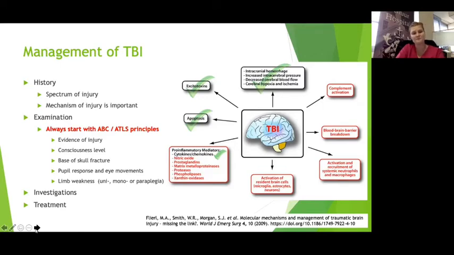We'll go through a little bit about how we assess the conscious level, how to look for signs of basic skull fractures, and why we are so obsessed with pupil responses and eye movements, and also to document early on if a patient has limb weakness. Are they able to move both their arms, both their legs, or do you suspect even from the start that there's a unilateral or a mono limb plegia or a paraplegia?